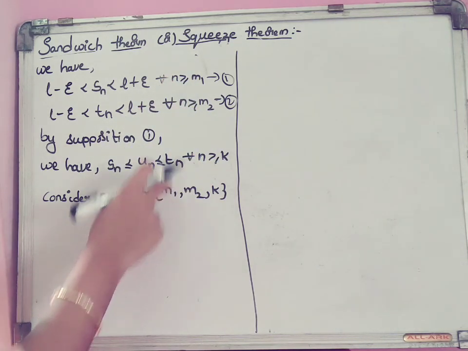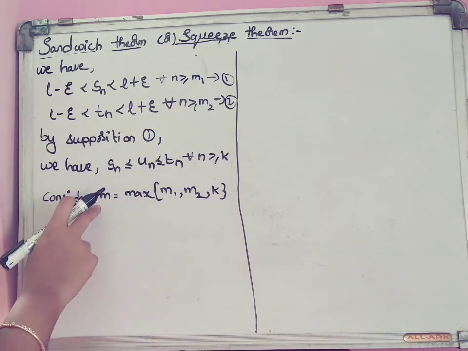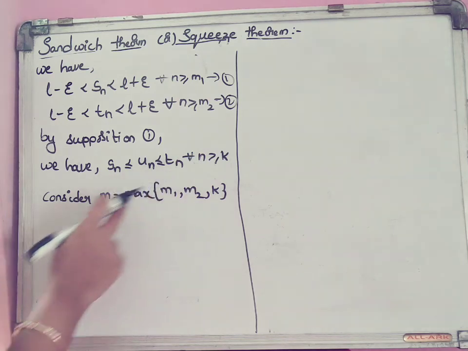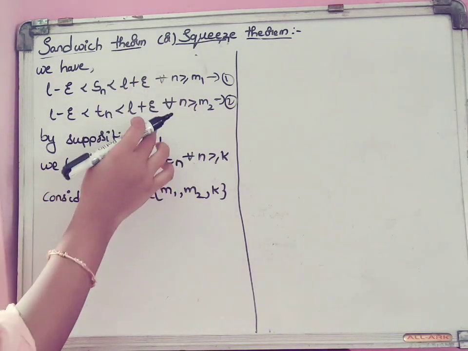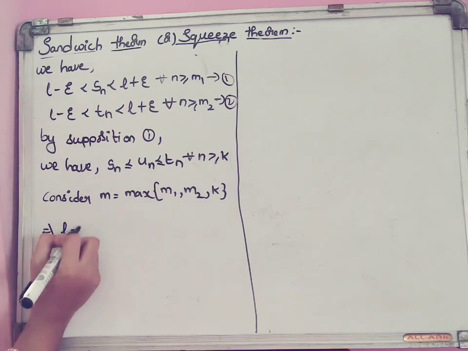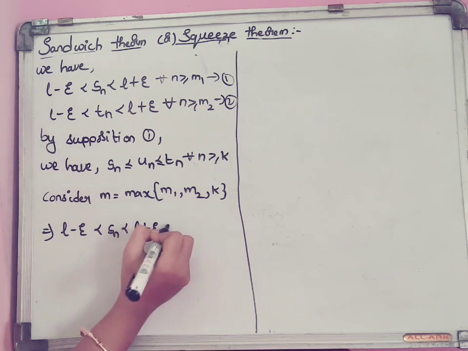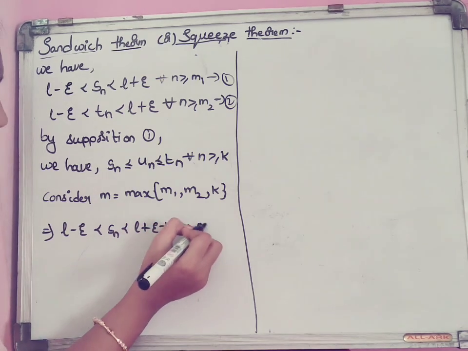So in place of m1 we can write m. Similarly in place of m2 we can write m. Similarly in place of k also we can write m. So from these three conditions now we have L minus epsilon less than Sn less than L plus epsilon for all n greater than or equals to m.